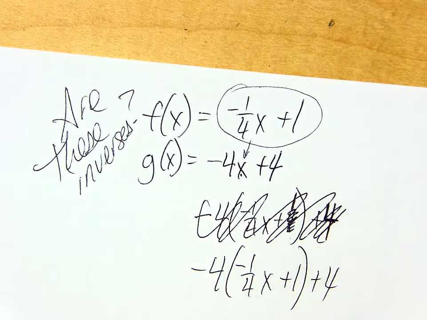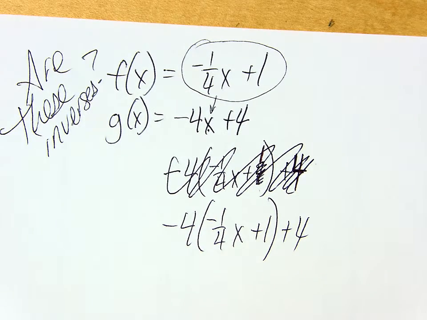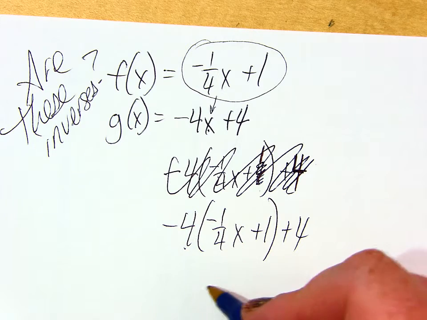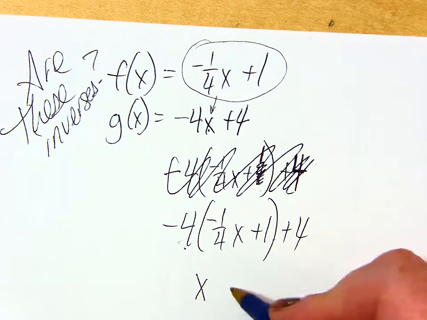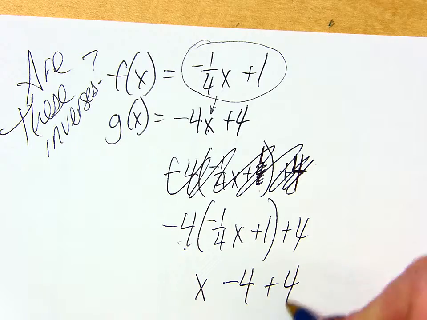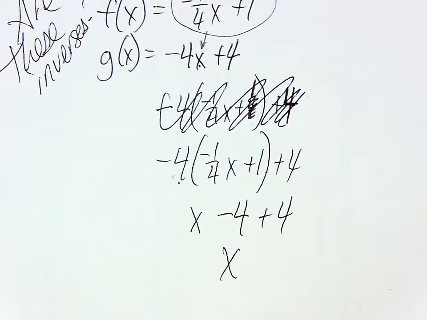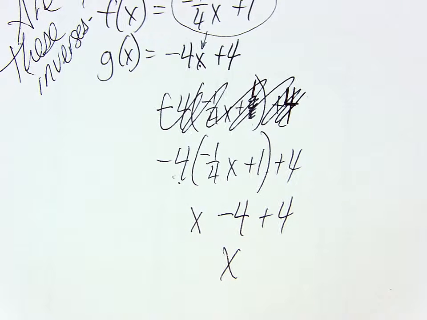Look at that, it works. Hey. So let's distribute that 4. Negative 4 times negative 1/4 is a positive x. Minus 4 plus 4. Oh, well, what do you know? Hooray! So they are inverses of each other. Yes! Can you do 7?